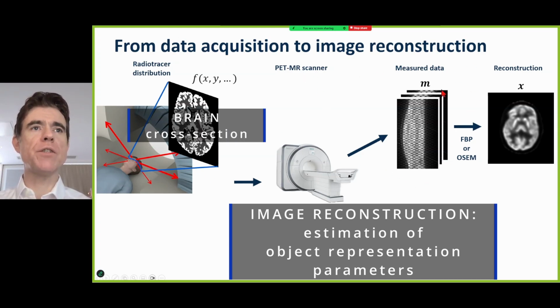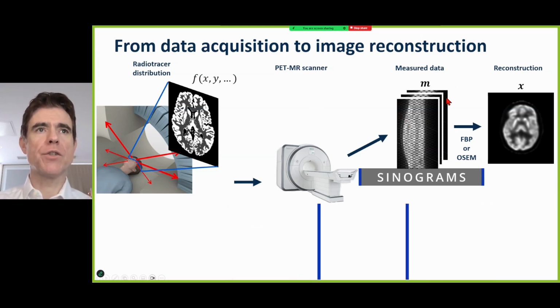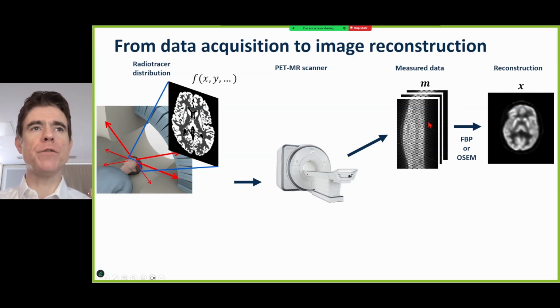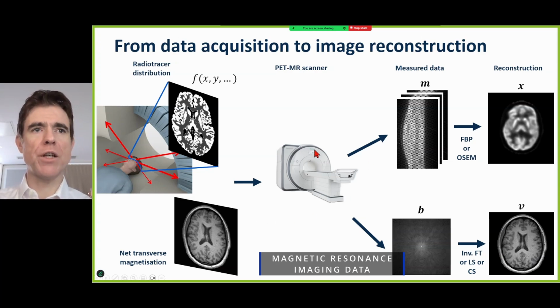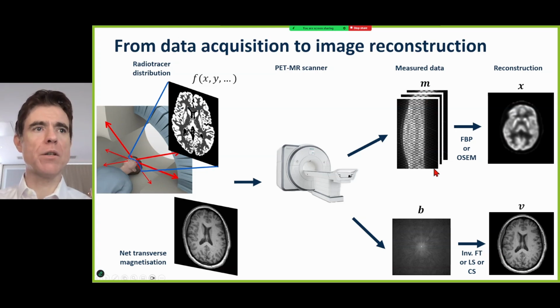So the scanner collects data. I'll be focusing on the example of using sinogram data. Often I'll be calling that measured data vector M to denote a fully 3D set of sinograms. And then conventionally, we have some kind of reconstruction algorithm, for example, filtered back projection or ordered subsets EM, in order to reconstruct an image, and I'll be calling that a vector X most typically in this presentation, where that's just a list of numbers representing the reconstructed image. Here I'm also showing the case for MR data, but that will not be our focus today. So we'll be looking really at how we go about reconstructing an image X from measured data M.